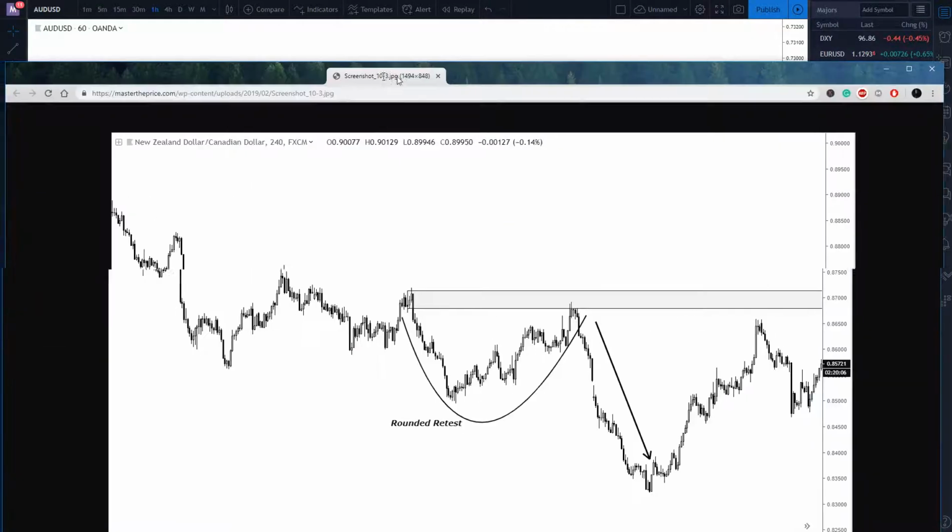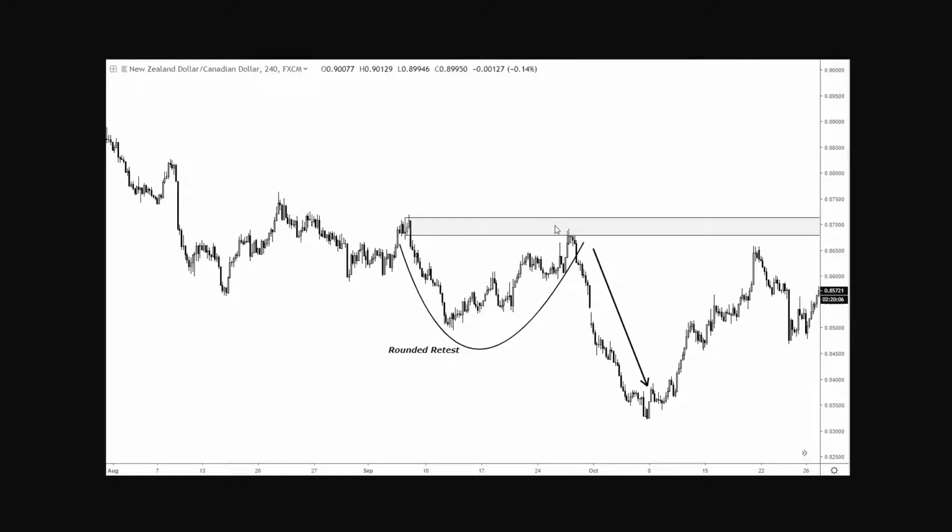Here is just a quick example of how a rounded retest should actually look. New Zealand CAD, 4-hour time frame, these up candles, the last up candles before the sell-off. Okay, we are breaking the market structure here. Also, you can use some sort of trend line here as your confirmation that supply is created. And once we retest, this is a very nice rounded retest.